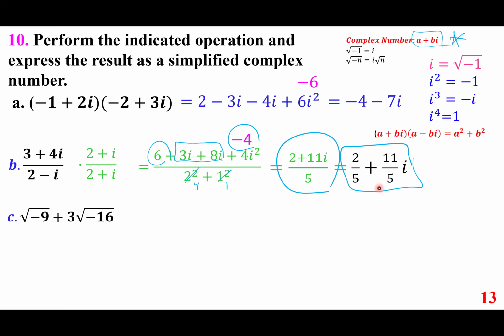Square root of -9 plus 3 square root of -16. Anytime you have a negative under the radical, you want to make sure you get rid of it. You don't do any work on that otherwise. So this becomes 3i, this becomes 4i. They add up to 15i.